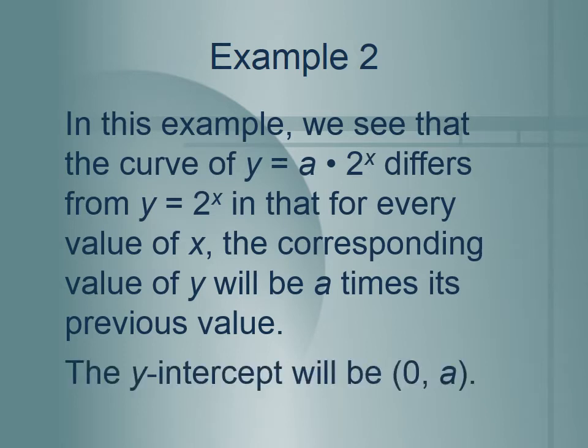And then your y-intercept is very easy to find because the y-intercept will just be 0, comma, whatever that a value is. So you don't even have to look at the graph. If you know the equation y equals, let's say, 7 times 2 to the x power, you know that your y-intercept is going to be 0, comma, 7. You don't even have to look at the graph to see where it crosses the y-axis because you know it's just going to be 7.